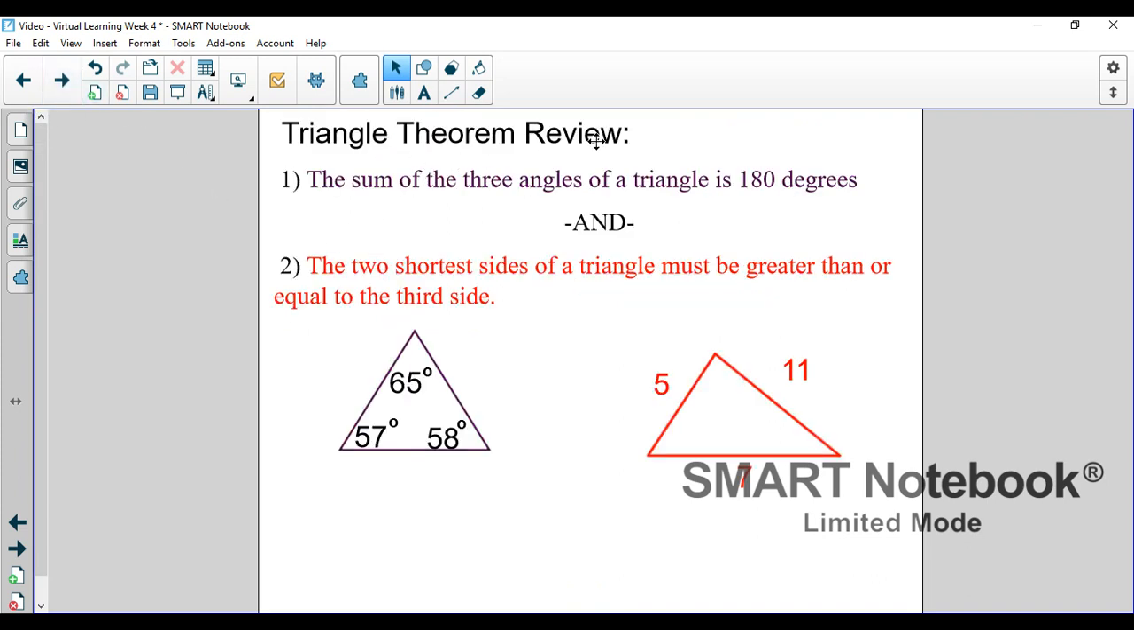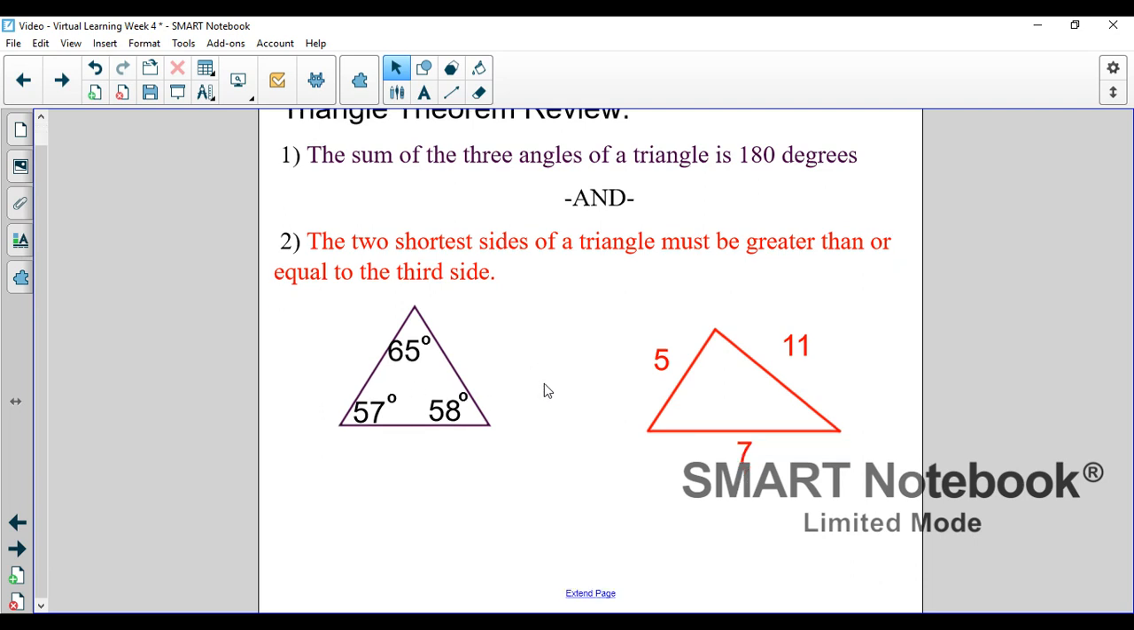Triangle theorem reviews. There's two things we need to know about triangles. One, the interior angles, the sum of the three angles inside a triangle add up to 180 degrees. So here I had a 65-degree angle, I had a 57-degree inside angle, and a 58-degree inside interior angle. When you add up 65 plus 57 plus 58, they would add up to equal 180 degrees.